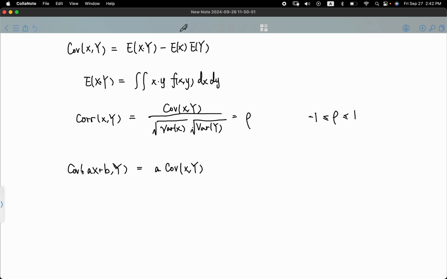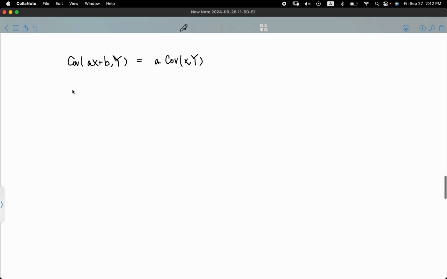Also for covariance, let's say x plus y, two random variables, and then with a third random variable z. This is equal to the covariance of x and z, plus the covariance of y and z. Okay, and that's that.